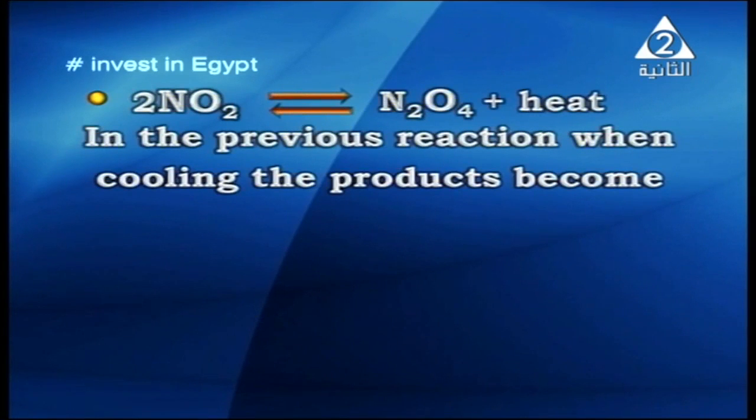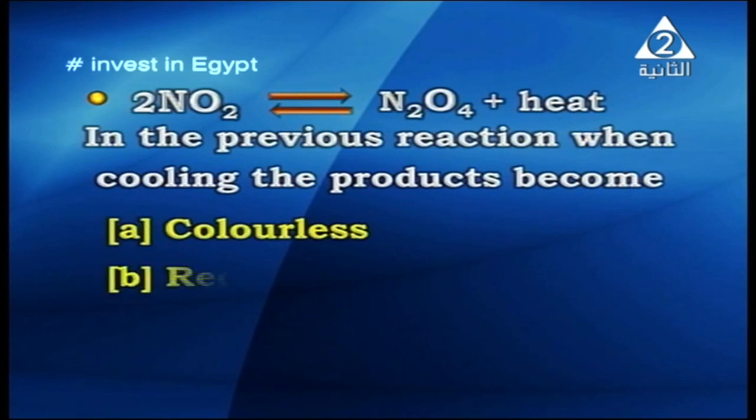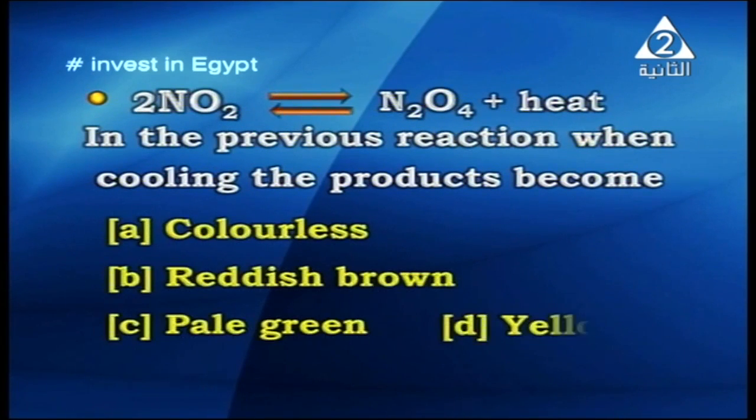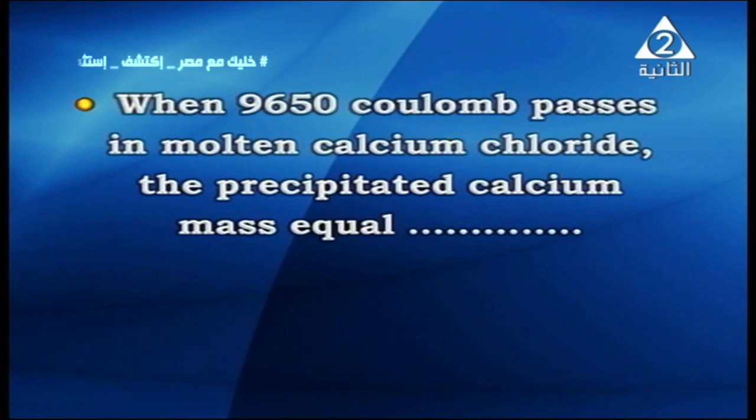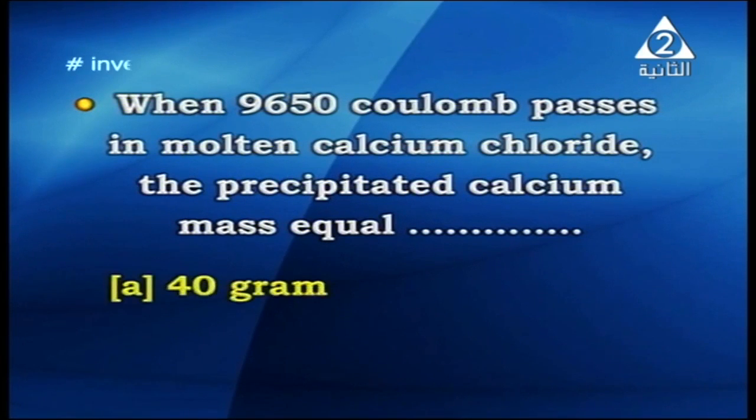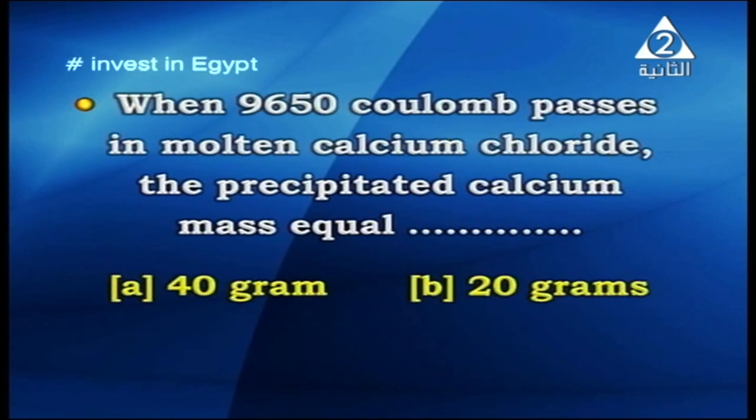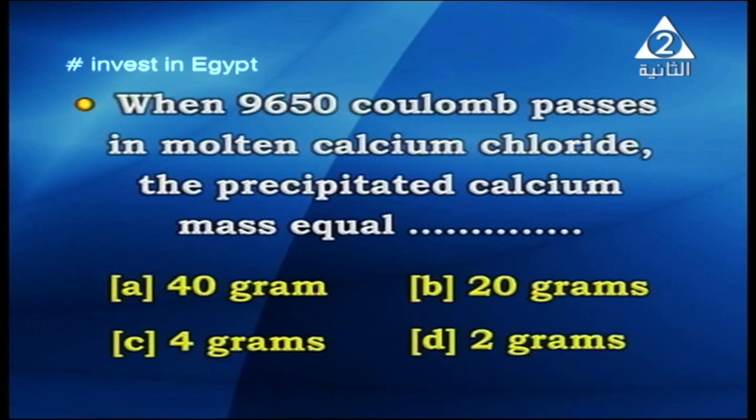Next point, 2NO2 gives N2O4 plus heat. In the previous reaction, when cooling, the product becomes colorless, reddish brown, pale green, yellow. Yes, the answer will be colorless. When 9650 coulombs pass in molten calcium chloride, the mass of calcium deposited equals 40 gram, 20 gram, 4 gram, 2 grams. If you solve it, yes, the answer will be 2 gram.